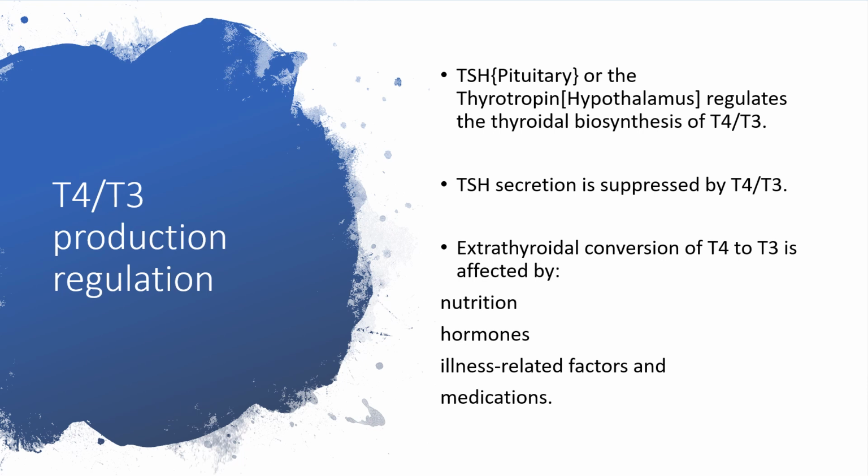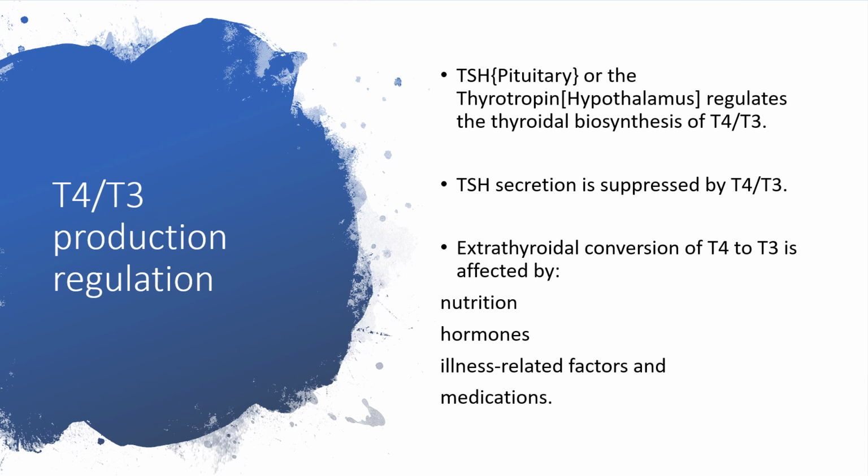T4 and T3 production regulation. Thyroid-stimulating hormone from the pituitary gland, specifically the anterior pituitary, and thyrotropin-releasing hormone, that is TRH, from the hypothalamus, will regulate the thyroidal biosynthesis of T3 and T4. TSH, that is thyroid-stimulating hormone from the anterior pituitary gland, its secretion is suppressed by T4 and T3 levels in the circulatory system. That is a negative feedback.